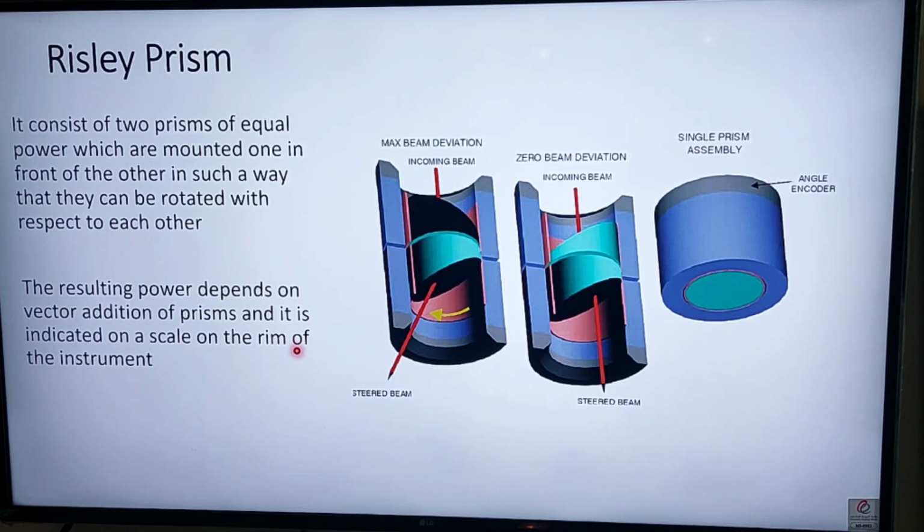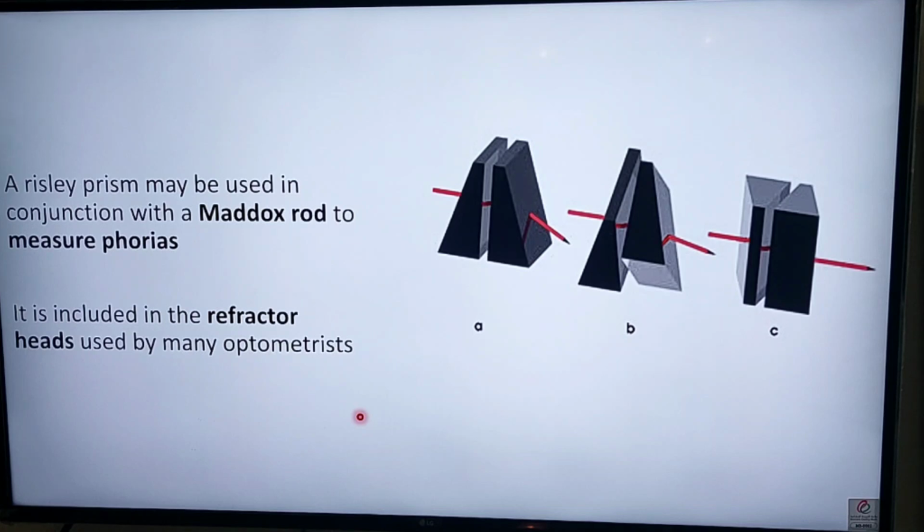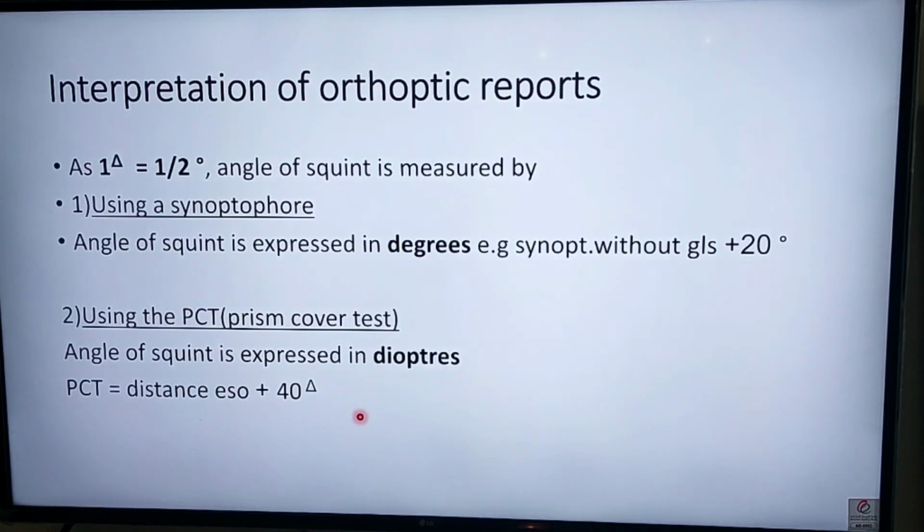Talking about the Risley prism, these are two wedge shaped prisms that are mounted one in front of the other, and they can be rotated with respect to each other. So the total power will depend upon the vector addition, which is indicated on the rim. This is used in conjunction with the Maddox rod and in the refractor heads.